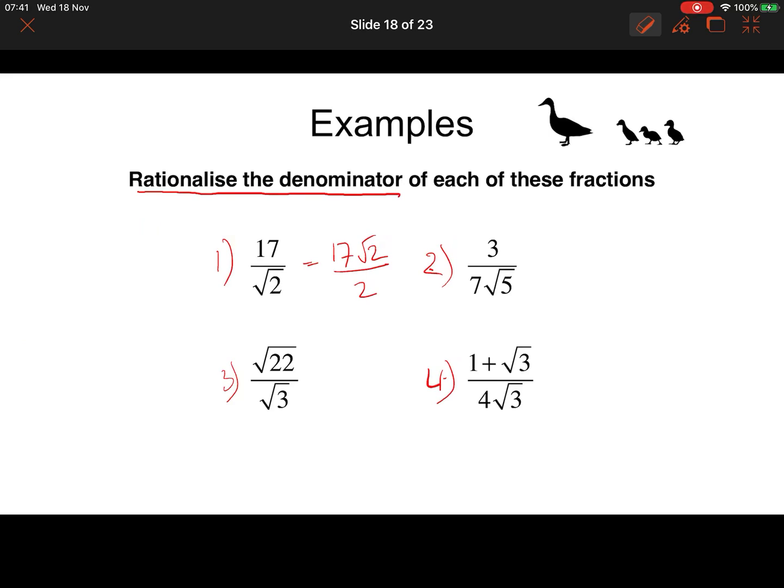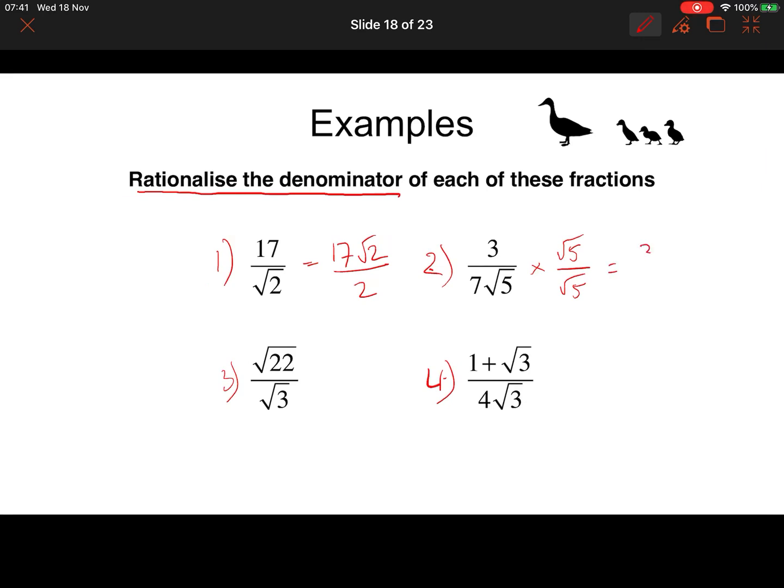Again, to rationalise number 2, I multiply top and bottom by what the denominator is, except I don't need to do the 7. I can if I want, but I don't need to. All I need to do is multiply top and bottom by root 5, okay? So multiply top and bottom by whatever surd is in the denominator.